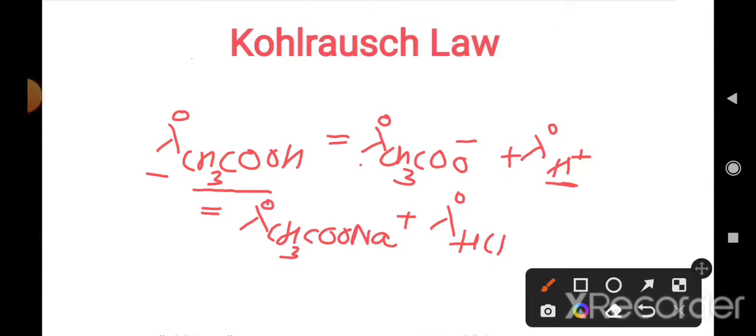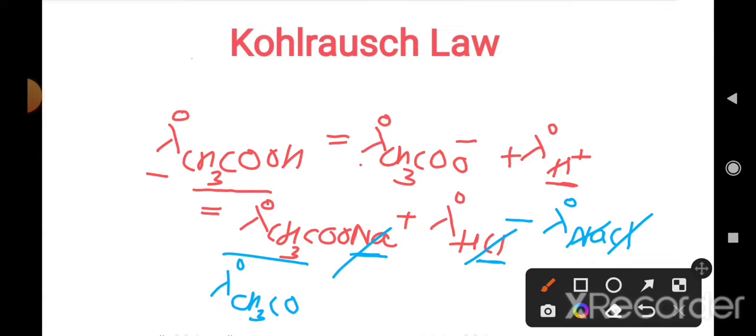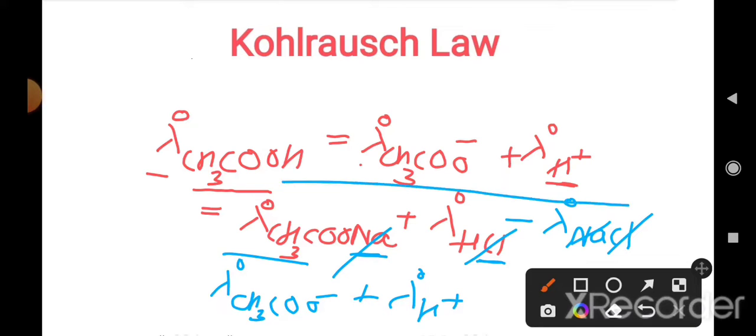Now here when you look at this formula, the Na and Cl are extra, so we have to subtract lambda m naught for NaCl. So we will make use of this formula, and when you split this, what happens? Lambda m naught Na plus and lambda m naught Cl minus, that is NaCl, and here NaCl gets cancelled. So what is remaining? Lambda m naught for acetate ion and lambda m naught value for H plus remain. So that is why we make use of this formula.